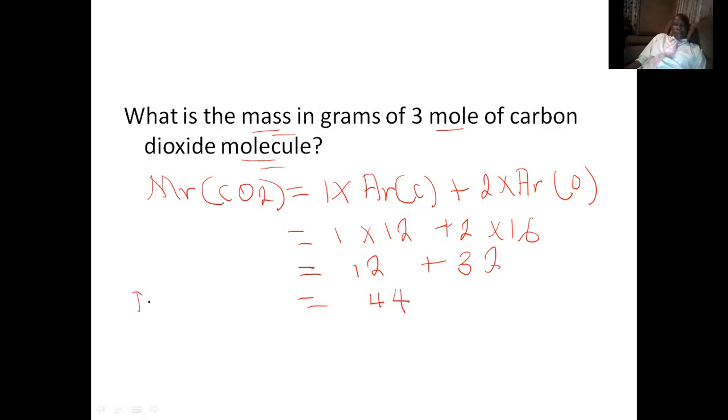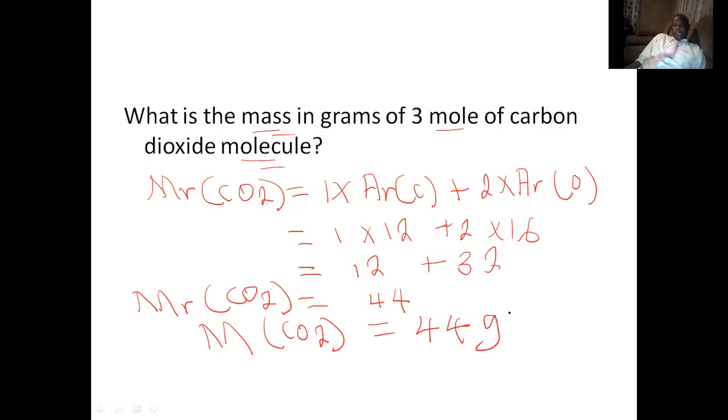So the relative molecular mass for carbon dioxide is 44, and the molar mass for carbon dioxide therefore would be 44 grams per mole. We know that molar mass is expressed in grams per mole.